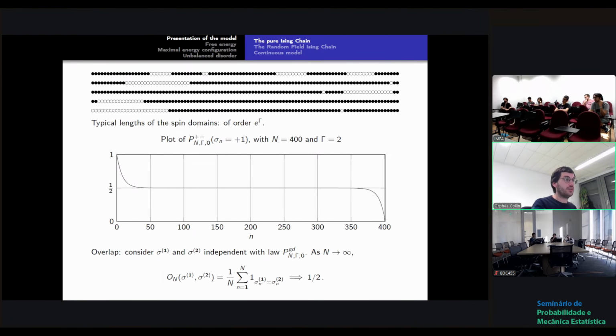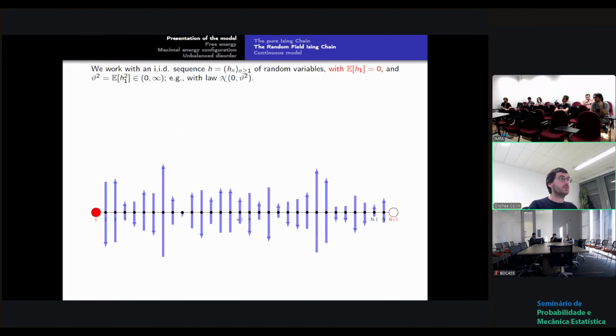Okay. So this situation is very well understood, and now we're going to turn to the random field Ising chain. So we work with an i.i.d. sequence H of random variables. I'm going to assume for now that they are centered, and also that they have a finite variance. For example, we can think of the Gaussian law centered and with variance theta squared.